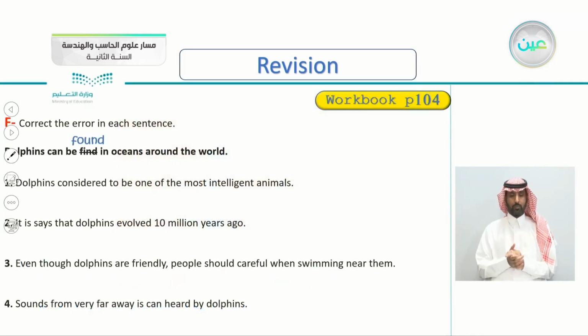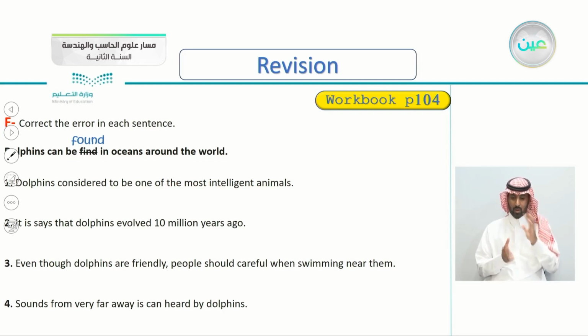Exercise F here, correct the error in each sentence. The first one is already done. Dolphins can be found. The correct is found, of course, in oceans around the world. So number 1, dolphins considered to be one of the most intelligent animals.